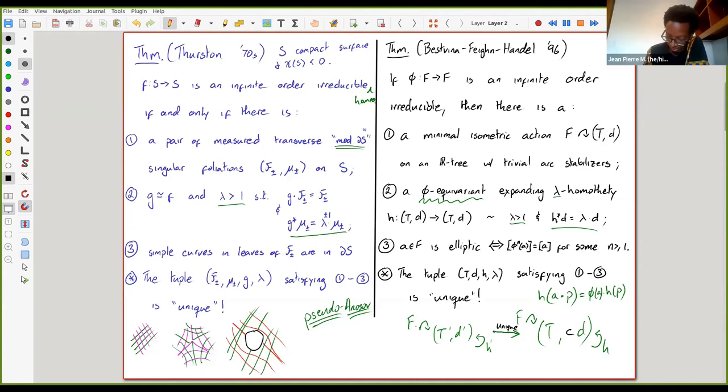And that ends up forcing you to actually conjugate H prime to H. So in a sense, the only thing you can change in this tuple is rescale the metric D. But there is a unique homotheory that makes this work. And there's a unique tree up to rescaling that makes this whole thing work. And even lambda prime ends up being equal to lambda in this situation. So everything here is essentially unique up to rescaling the metric.